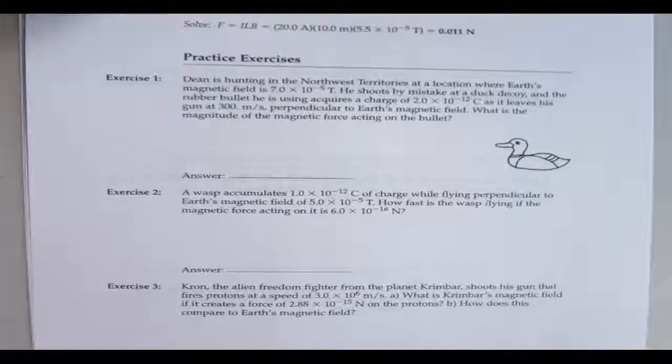Okay, we are going to do exercise 1. Dean is hunting in the Northwest Territories at a location where Earth's magnetic field is 7 times 10 to the minus 5 Teslas. He shoots by mistake at a duck decoy, and the rubber bullet he is using acquires a charge of 2 times 10 to the negative 12 coulombs as it leaves the gun at 300 meters per second, perpendicular to the Earth's magnetic field. What is the magnitude of the magnetic force acting on the bullet?